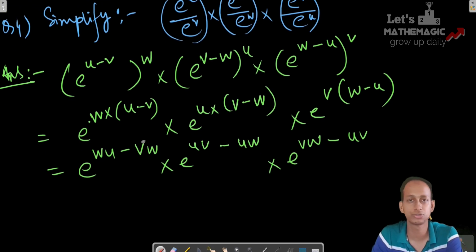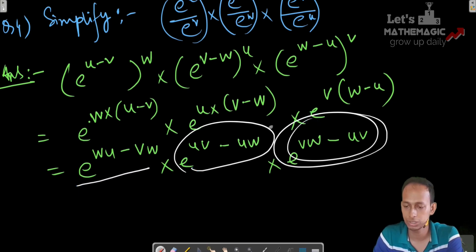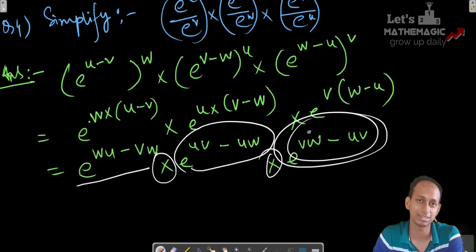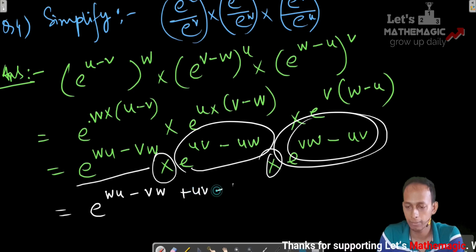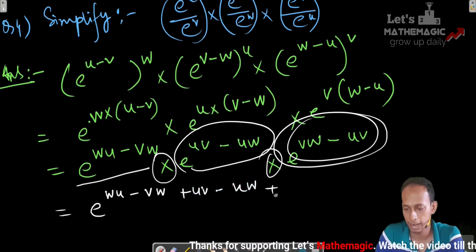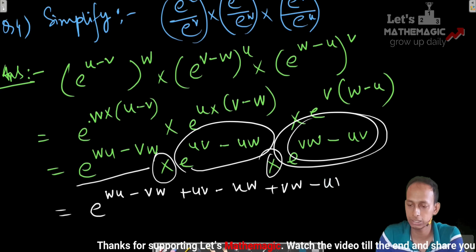We have got three terms, 1, 2 and 3, right? So these three terms are in product, right? And they have the same base. So what we do? We add the powers. So let's add the powers. e to the power wu minus vw plus uv minus uw plus vw minus uv.